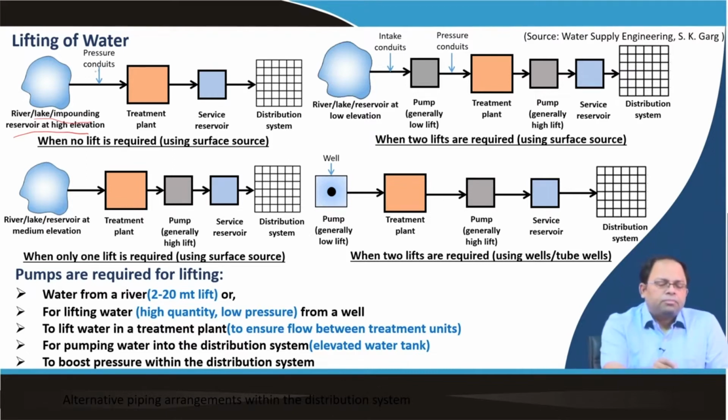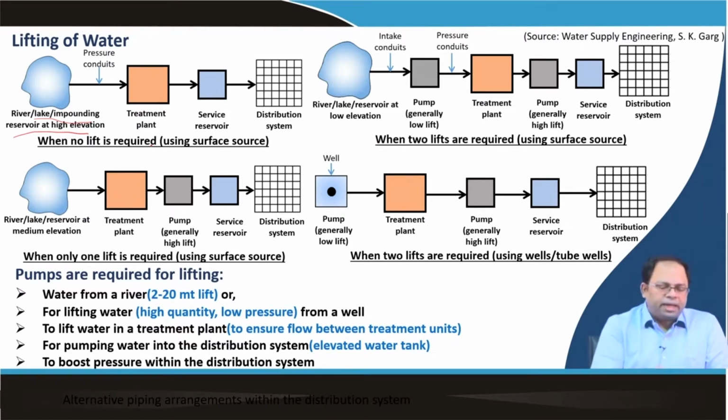And in pressure conduits, because there is some amount of pressure because of the height of that water body, the water automatically reaches the treatment plant, from where it can be sent to a service reservoir and from there to the distribution system. This is with the assumption that the water body is above the treatment plant and the treatment plant is above the service reservoir. So, there is no requirement for pumps to lift the water, but it is not always the case. In most cases, we have to lift the water.